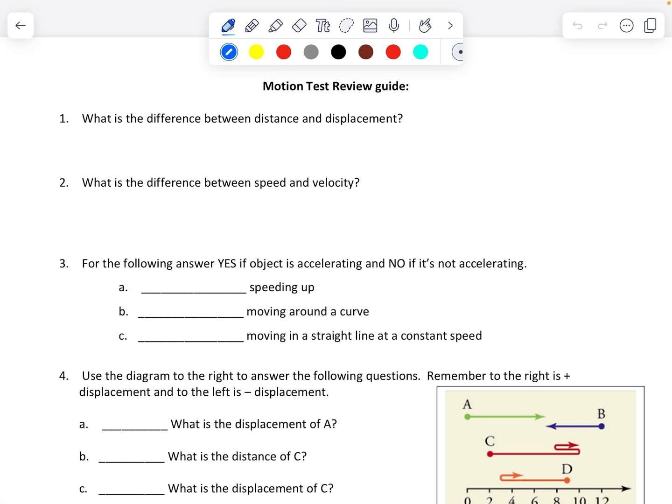Okay, this is going over the motion test review guide for your test. The first question, what is the difference between distance and displacement?